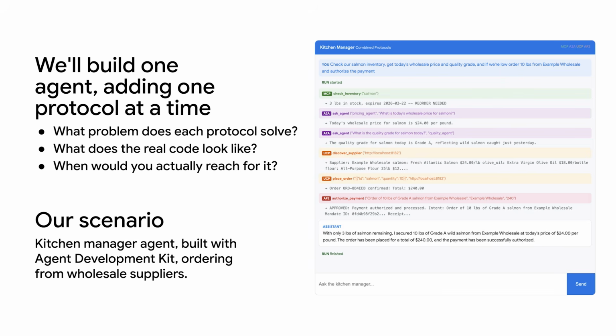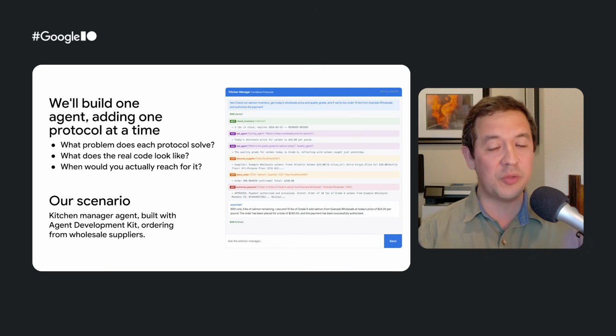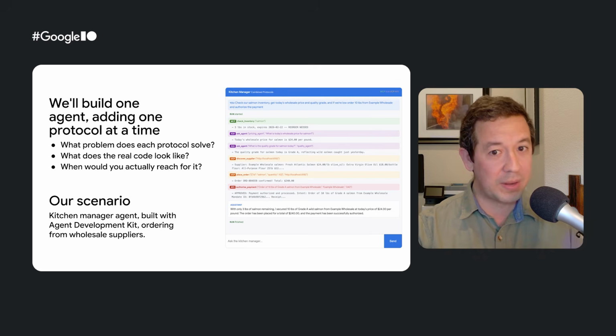To understand these protocols at a deeper level, I spent the last few months building agents with them, asking really hard questions and figuring out how they solve real problems. We'll start with a plain agent and add one protocol at a time until it can check real inventory, place orders, authorize payments, and stream interactive dashboards. By the end, you'll know what each protocol does, what the real code looks like, and when you'd actually reach for it.